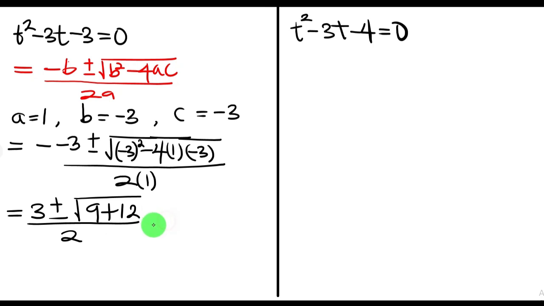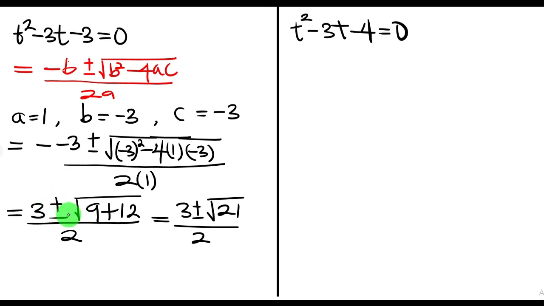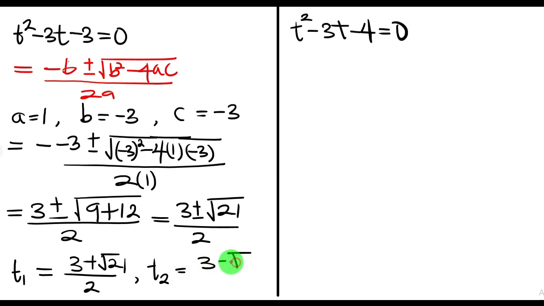So this can be further simplified by having 3 plus or minus the square root of 21, because 9 plus 12, that's 21, over 2. Of course, I'm going to get 2 values for t. For the first one, t1 equals 3 plus the square root of 21 over 2, and the second one, which is t2, is equal to 3 minus the square root of 21 over 2.